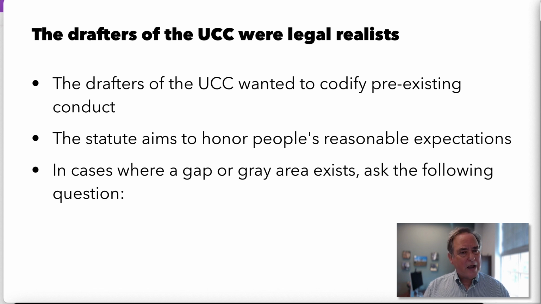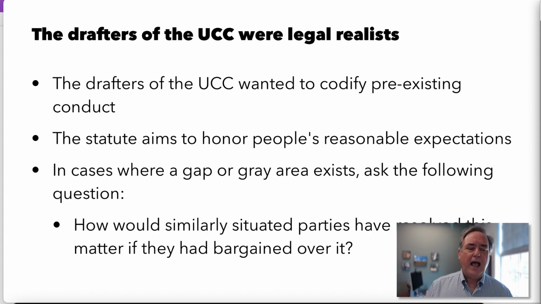And if there's ever a question that arises in a gap or a gray area in the statute, what you should do is ask the following question. How would similarly situated parties have resolved this matter if they had bargained over it? So keep that idea in mind when you come to solve a UCC Article 2 problem, and in this case, the contract is going to be silent as to one particular issue. So what you should do is think about what the parties would have bargained for had they thought of it. How do we fill in this gap?